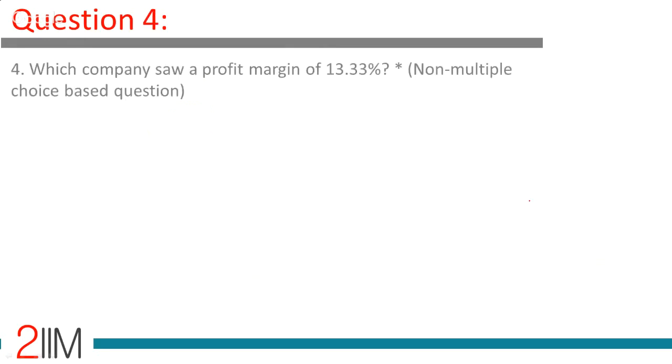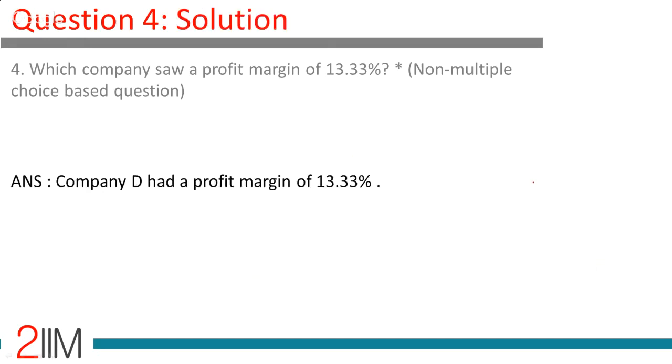Which company saw a profit margin of 13.33%? If I'm not mistaken, it is D. I don't remember the numbers right now. I think it is D. We made a profit of 40 crores on a base of 300.